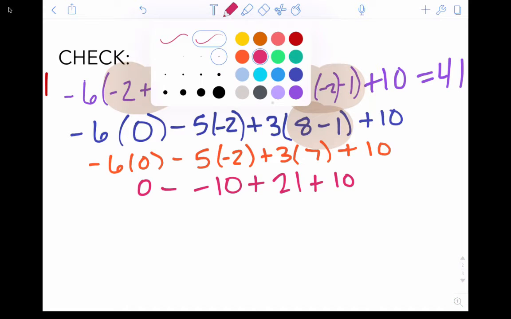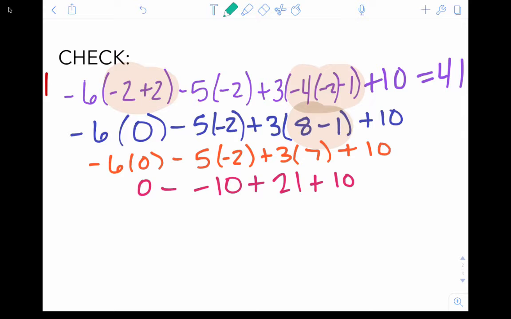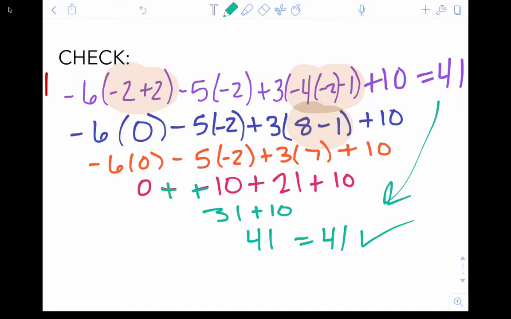So I'm going to do my addition and subtraction working left to right. 0 minus negative 10. Well, the minus negative, I need to add the opposite. So I'm just left with 10. So I get 10 plus 21, which is 31, plus 10 is 41. If I bring this down, I get 41 is equal to 41. So I did get the correct answer.